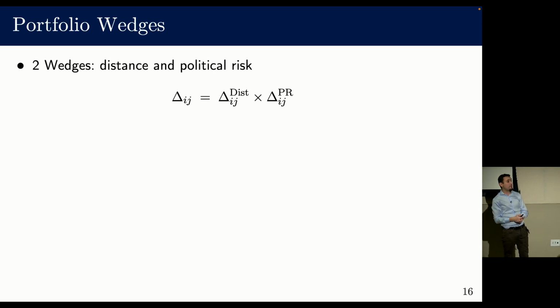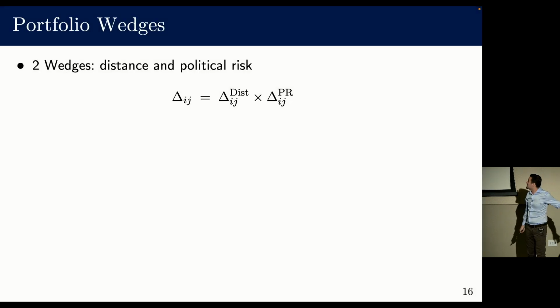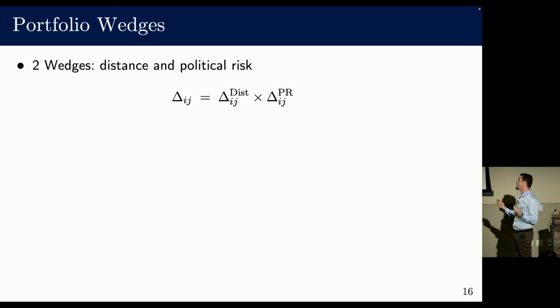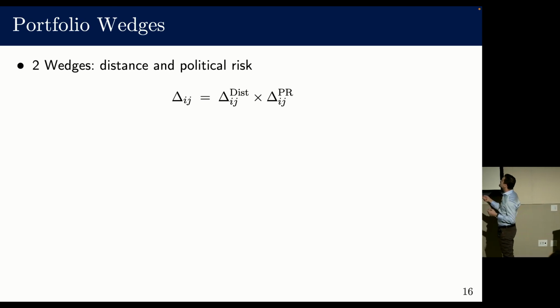Okay, so that's taxes. What about the portfolio wedges? Okay, so we assume that we can decompose the portfolio wedges, delta ij, into two sub-wedges. One corresponds to geopolitical distance between countries, and the other captures political risk, okay?